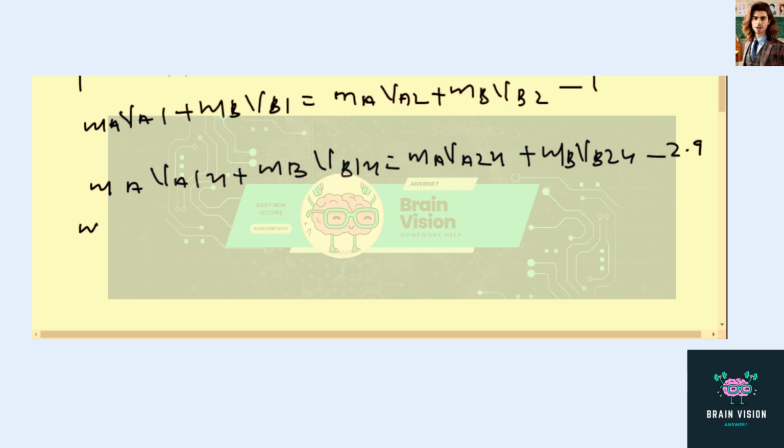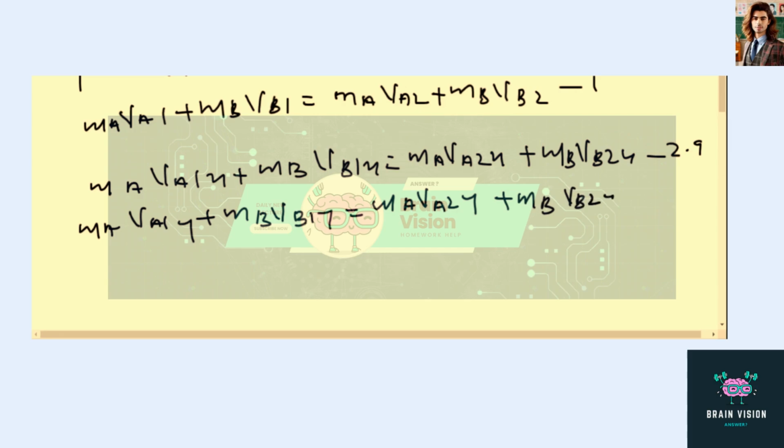And for y direction, we have MA times VA1y plus MB times VB1y, and that is equal to MA times VA2y plus MB times VB2y, and let's call this equation 2b, right? And now we do calculations.